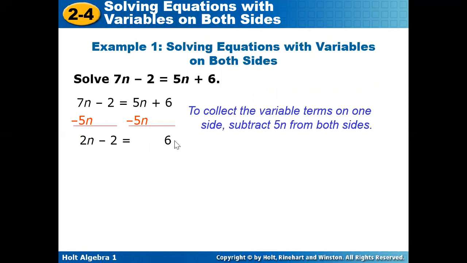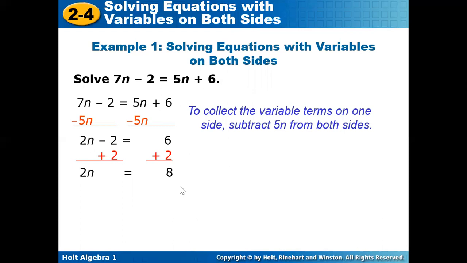And now this just looks like a regular two-step equation. And we're going to solve it the same way that we solve regular two-step equations. Now that we have all the variables on one side and we have collected all of our variable terms, and when I say variable term, I'm just talking about this whole term here that has the variable attached to it. And so we're subtracting 2, so we're going to add 2 to both sides to get rid of this 2 on this side. So we get 2n is equal to 8.